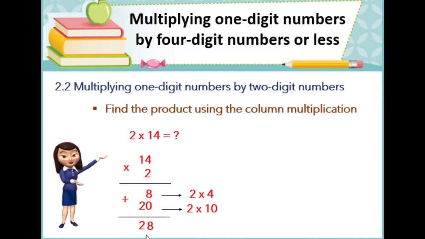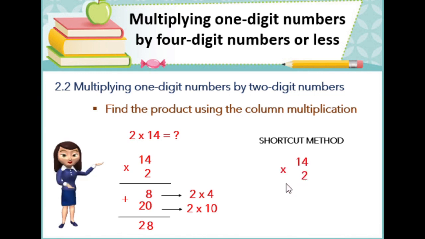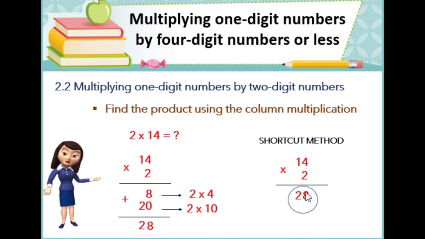It is still 28. And even if we do the shortcut method, like this, 2 times 4 equals 8, 2 times 1 equals 2. We still get 28. That is how you're going to do multiplying one-digit numbers by two-digit numbers, using expanded form and the column multiplication.